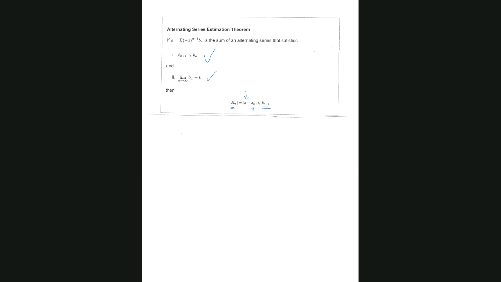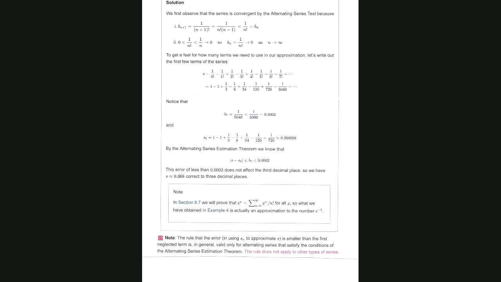So let's look at the solution to this. This is from the textbook. I felt the textbook was very good, so I just copied from it. The first two steps establish that this is a convergent alternating series. To get a feel for how many terms we need to use in our approximation, we write out terms of the series. Here they've written out 8 terms of the series.